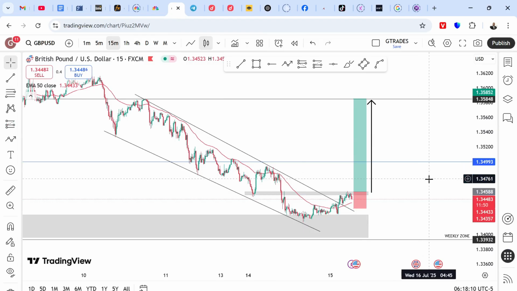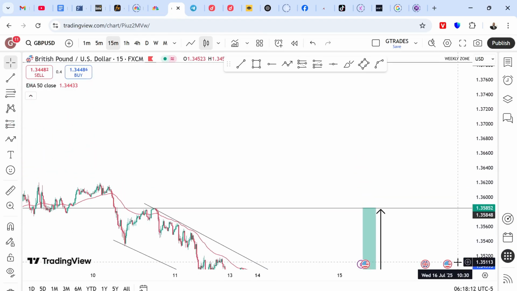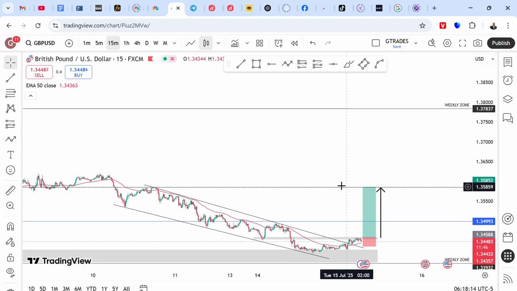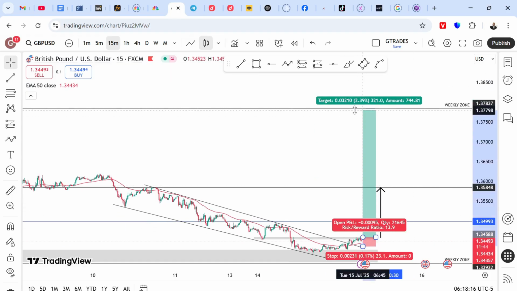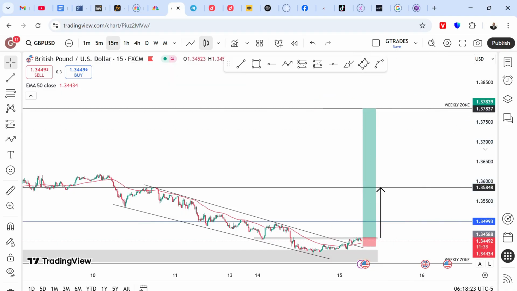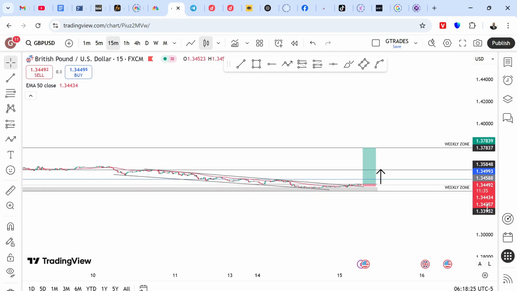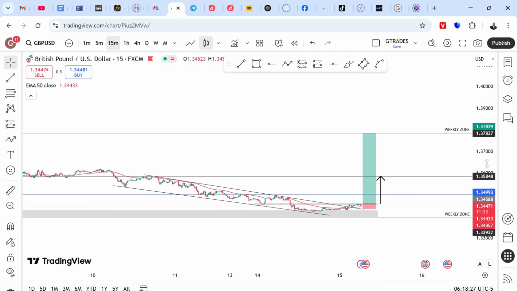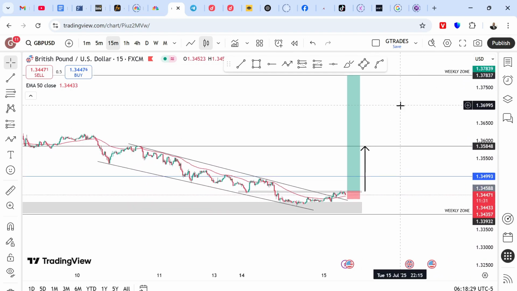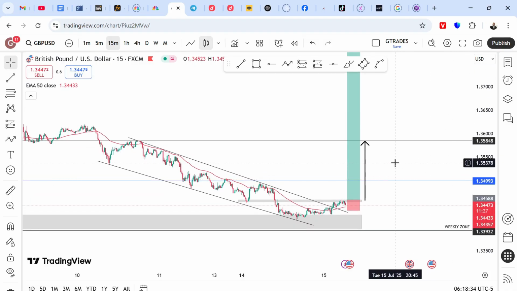Learn to take advantage, and overall price is still coming here. Price is still coming here overall. Remember, we're looking at 380 pips. Price is still coming here, and this is going to be a very long swing trading opportunity. But you can take advantage of this particular trade if you are seeing this video right now. This is happening right now. I'm currently filming this video on Tuesday, the 15th of July.